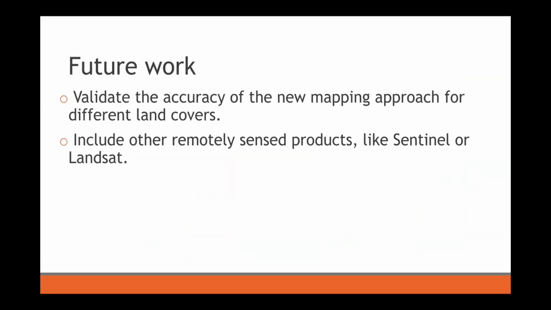But still, we have some future work to do. And first is we need to validate this new approach, because all we can do now is cross-validate it with grassland from the Mesonet, but we need to see how accurate these predictions are for cropland or forest or any other land cover. And maybe we can include other remote sensing products like Sentinel or Landsat. Maybe we should sacrifice the temporal resolution of MODIS for finer spatial resolution of these two products.